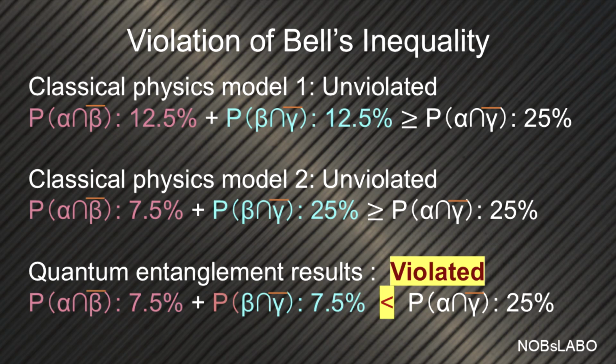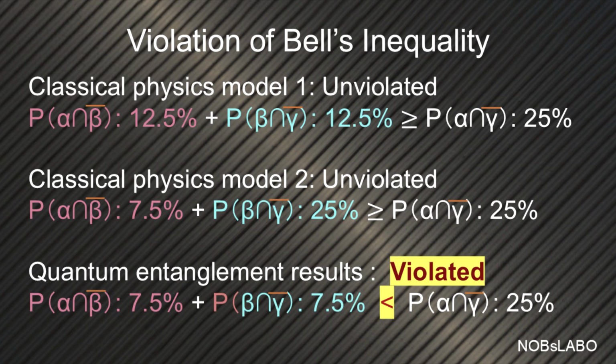Classical physics model 1 is made so that the probability of passage coincidence is isotropic for simultaneous changes in filter angles on both sides. However, the relationship between the angle difference between the filters and the probability of passage is proportional and cannot be made into a cosine squared. As a result, the probability of terms 1 and 2 is 12.5%, so it cannot violate Bell's inequality.